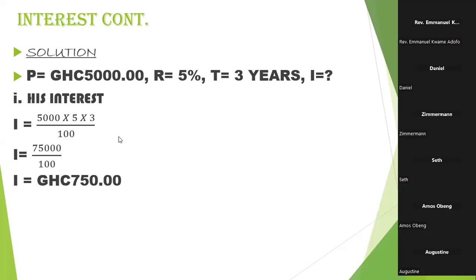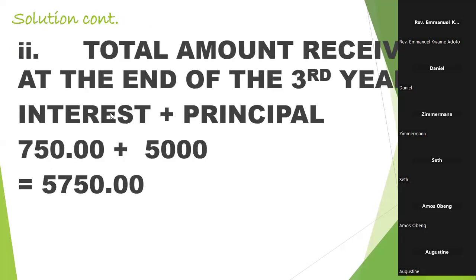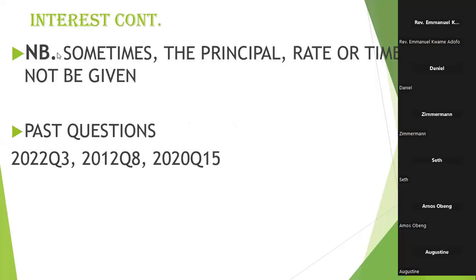Okay, then let's move on to part II, which is the total amount received at the end of the 3rd year. To get the total amount, you have to add the principal and the interest. At the end of the 3rd year, it will come to 5,750 Ghana cedis. So this is all about interest.